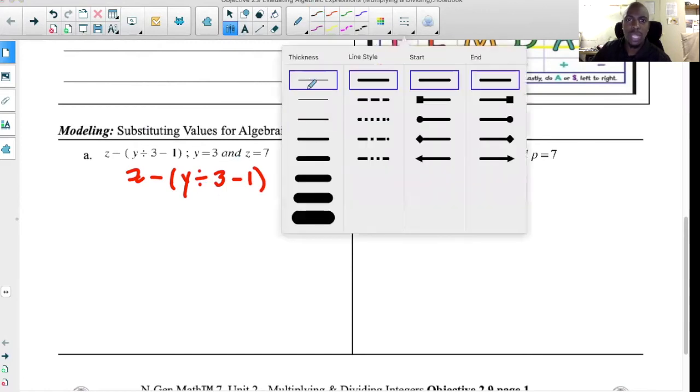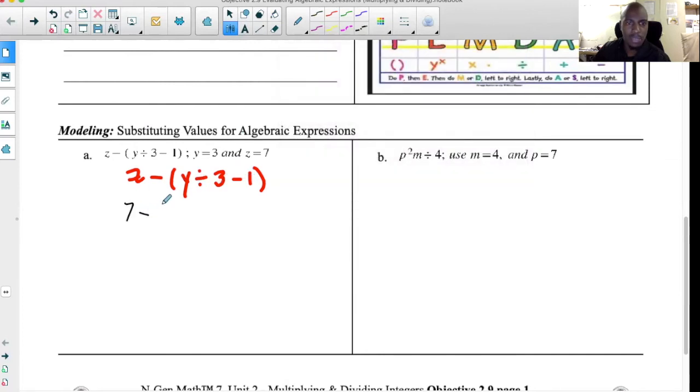Now what I'm going to do is say, okay, well, what is z? Z is 7, so this is really 7 minus parentheses. What's y? Y is really 3. And now if you look, there is no more algebra. There are no more variables. Now that I substituted them in, I can go in and simplify it.